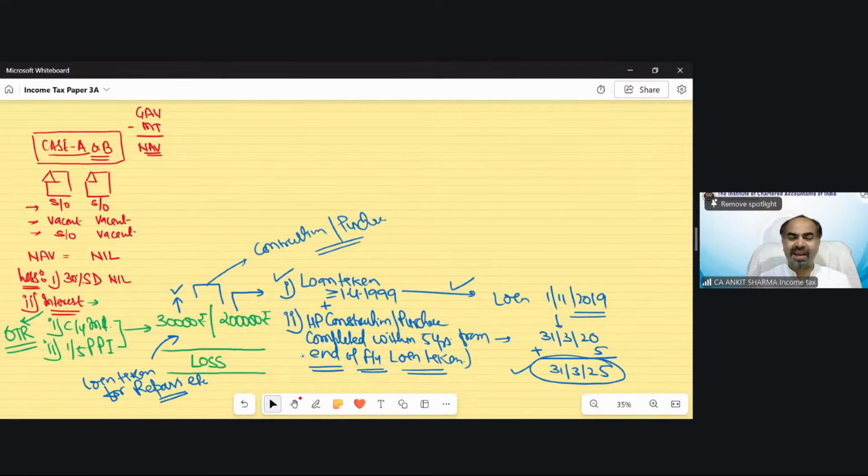So cases A and B only have one calculation of interest because NAV would be nil, and standard deduction nil. Interest you need to calculate as per the provision. Keep in your mind, if it is for repair, that would be maximum 30,000. If it is for purchase or construction, it would be 30,000 or 2 lakh. 2 lakh would be only when these two conditions have been fulfilled. Aggregate for both houses, the limit is 30,000 or 2 lakh.